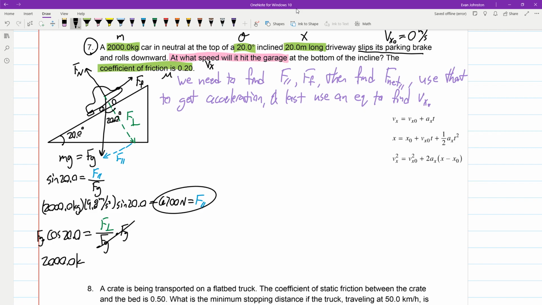2,000 kilograms. That's the m for my mass. g is 9.8 meters per second squared. So this is m times g. That's our force of gravity. And then cosine of 20 degrees. That gives me, well, I think I must have missed something there. Oh, that's what it is. My cosine didn't work.